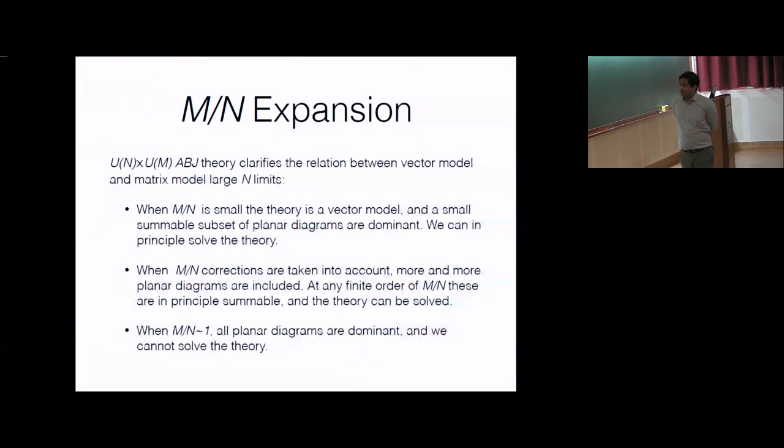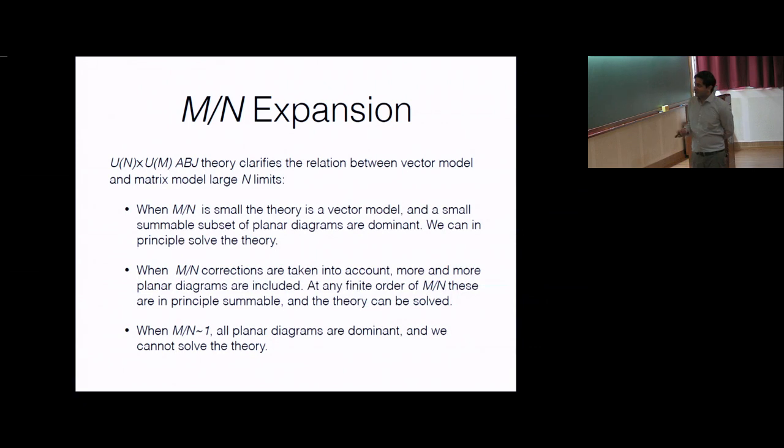When M over N corrections are taken into account, more and more planar diagrams are included. At any finite order in M over N, you can in principle sum all these diagrams and the theory can be solved. But when M over N is any number of order 1, you would need to include all planar diagrams and the theory can't be solved.